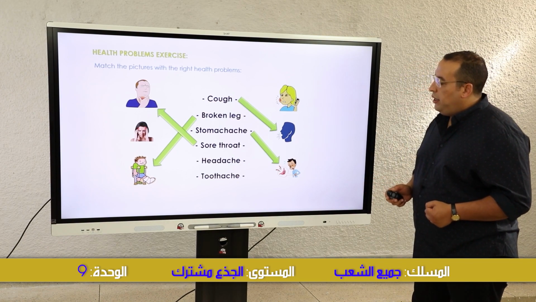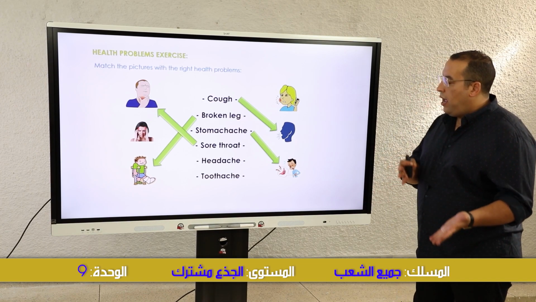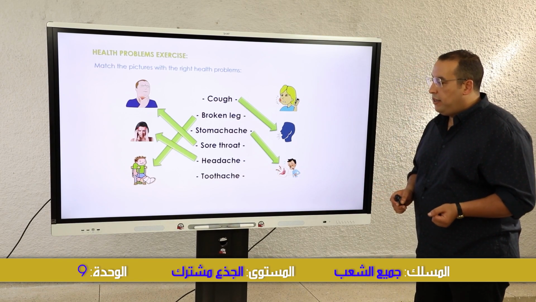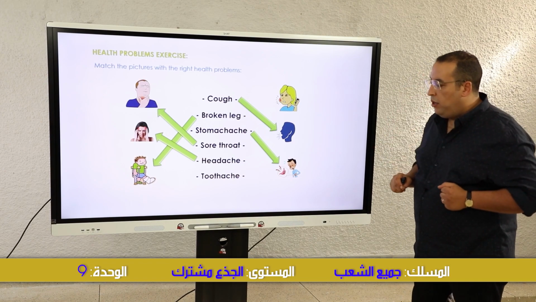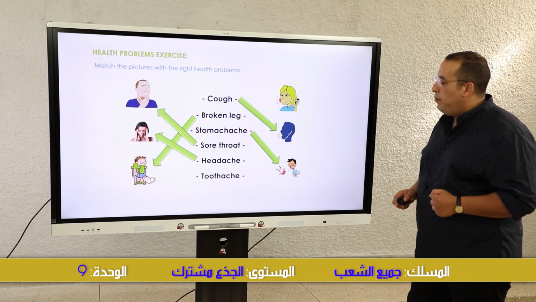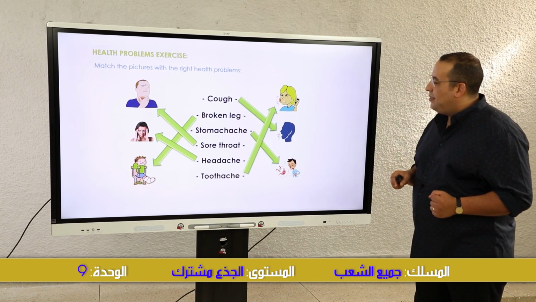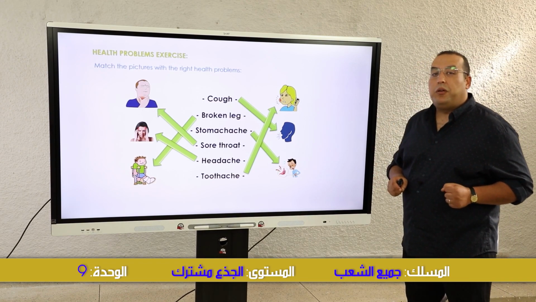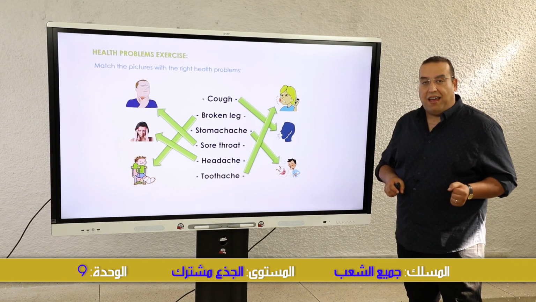And the next one is headache. Headache. So the head is the body part and the pain is ache, and it makes a headache like this one when you have a problem or a pain in your head. And the last health problem is a toothache. It is clear that this little girl has trouble or has pain with her teeth. That's why we say she has a toothache.